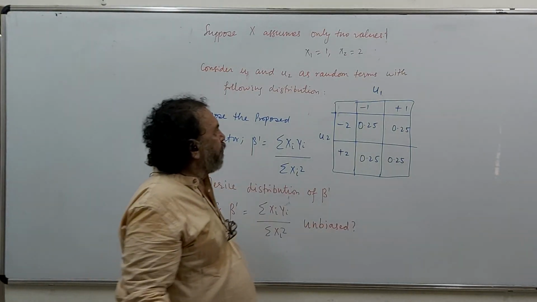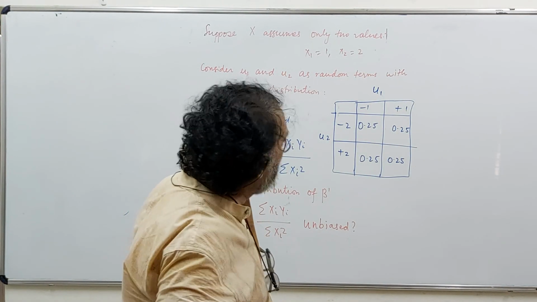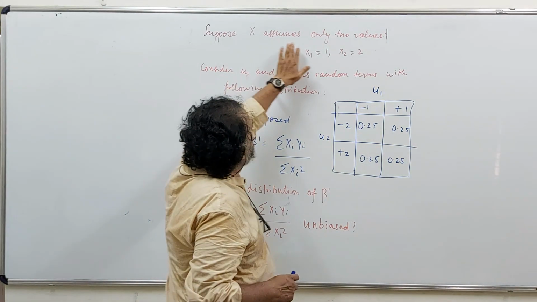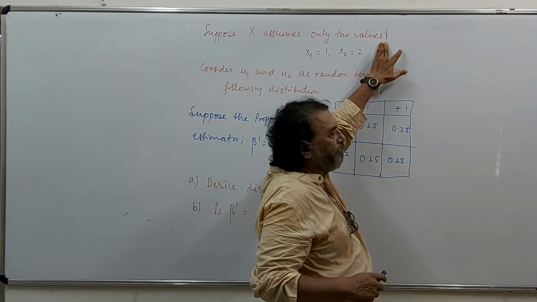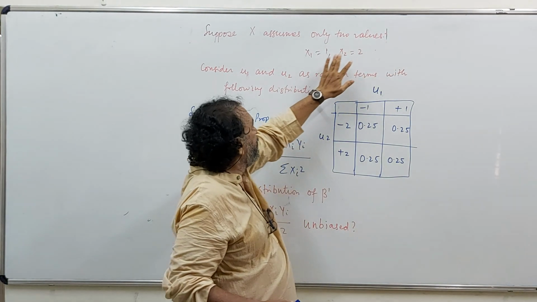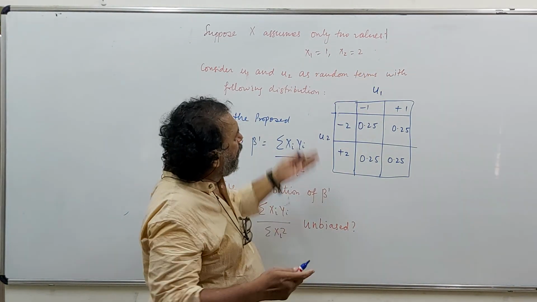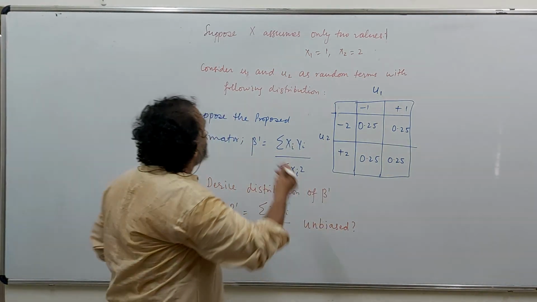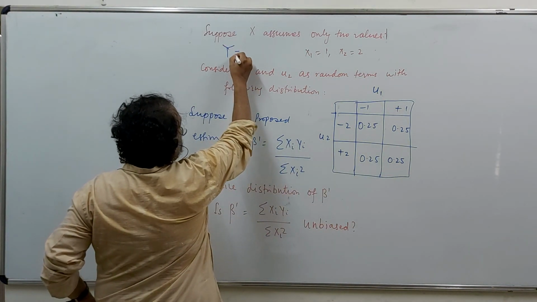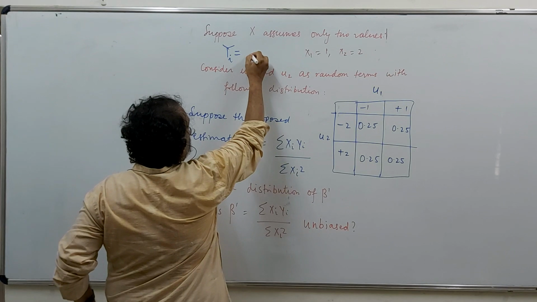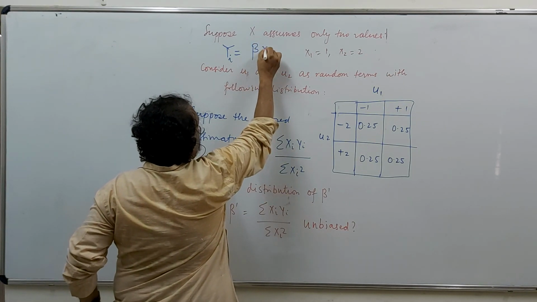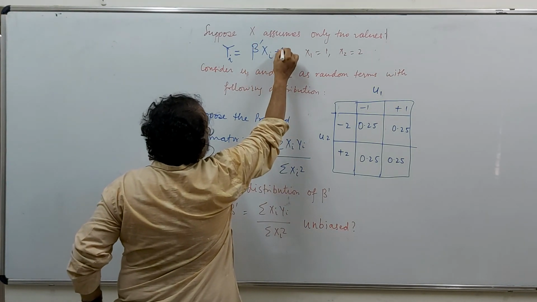So just look at the problem. What is it saying? It is saying that suppose x assumes only two values which are supposed to be fixed, namely x1 is equal to 1 and x2 is equal to 2, and there are two values for estimating yi equal to beta times xi plus ui.